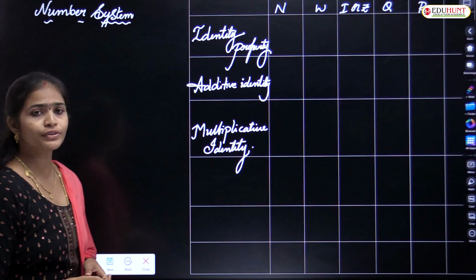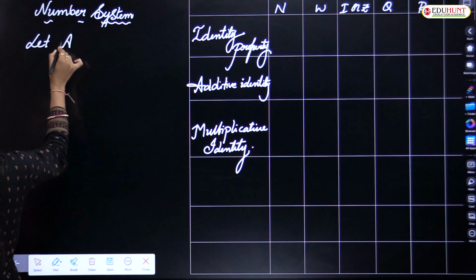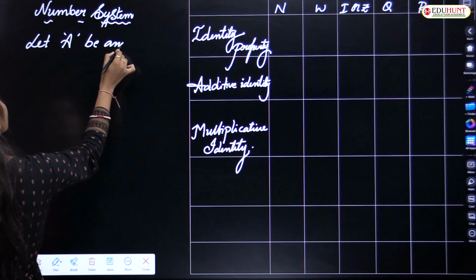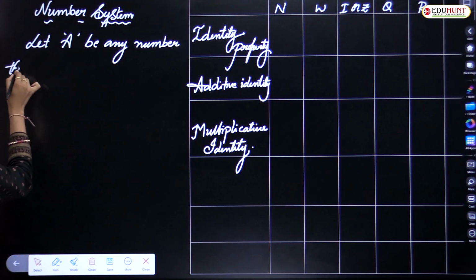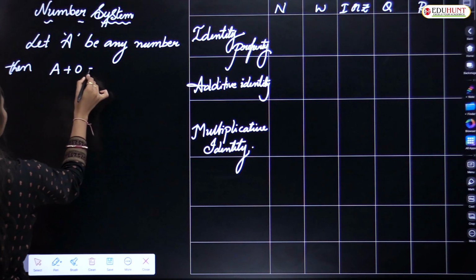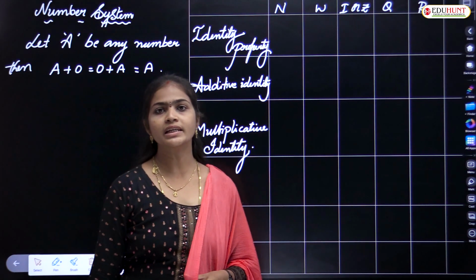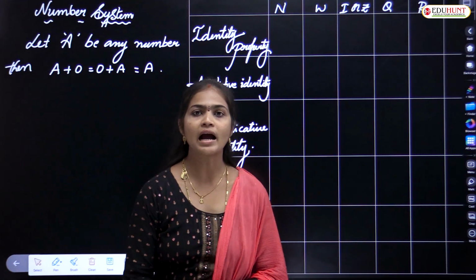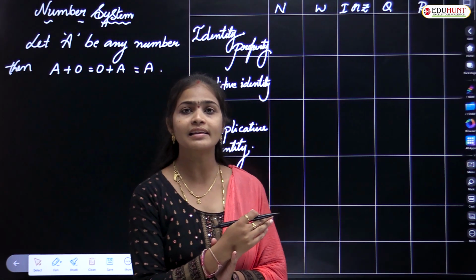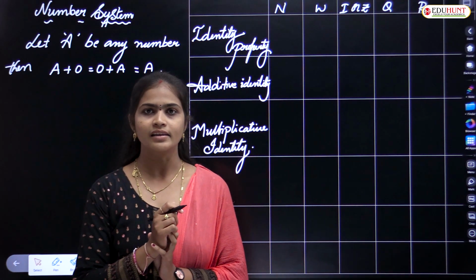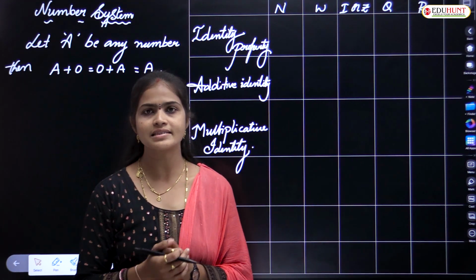So what is the definition of identity? Let A be any number, then A plus 0 is equal to 0 plus A is equal to A. That is the definition of the identity property, which means if you add 0 to any number, then you will get the number itself as the result.